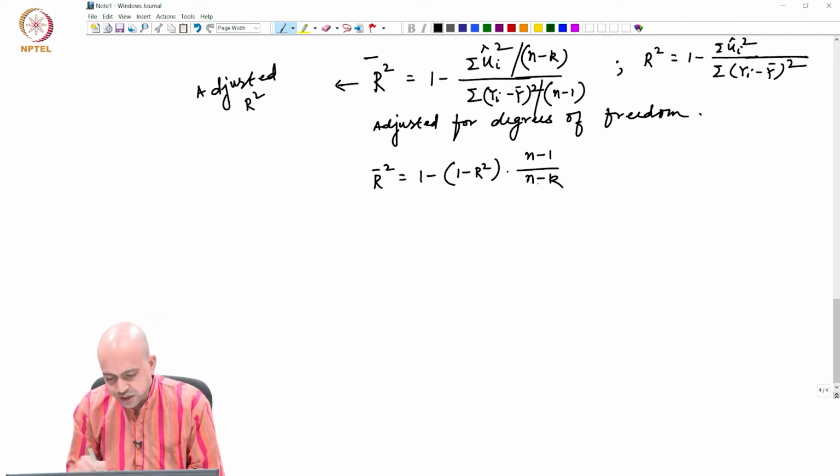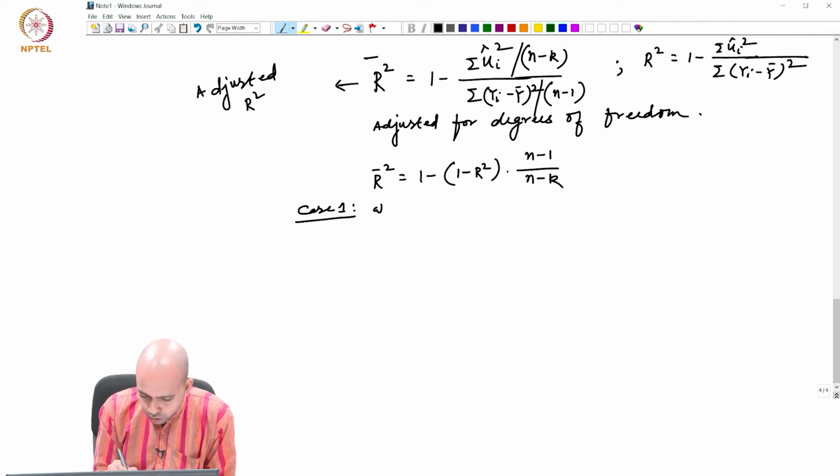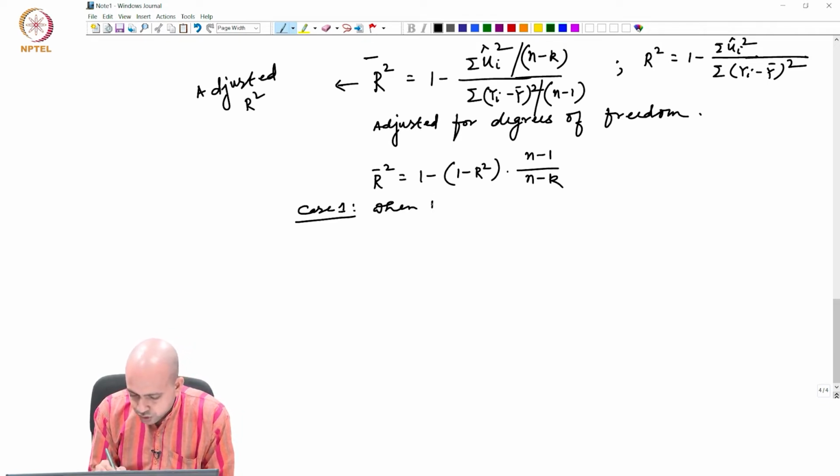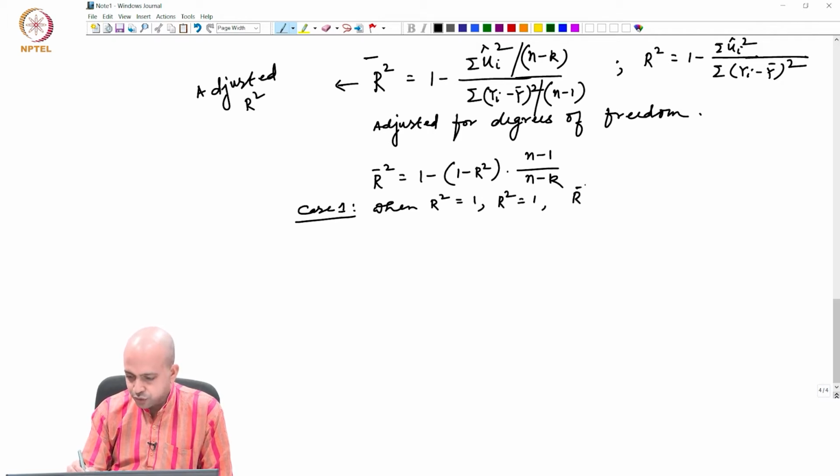So from this relationship we can understand two different cases. Let us say case 1, when r square equals 1, then what will happen? This would become 0, and r bar square is also 1. That means r bar square equals r square.